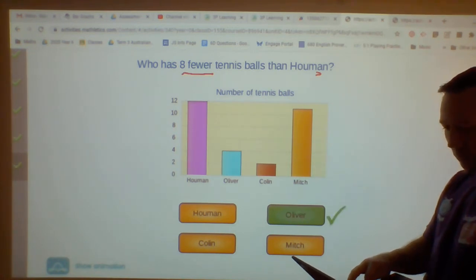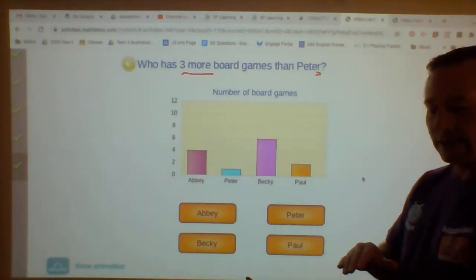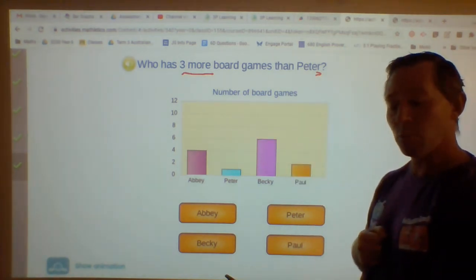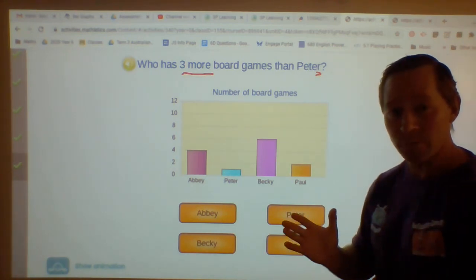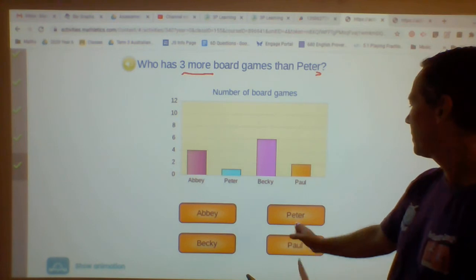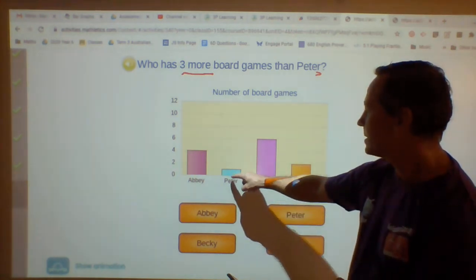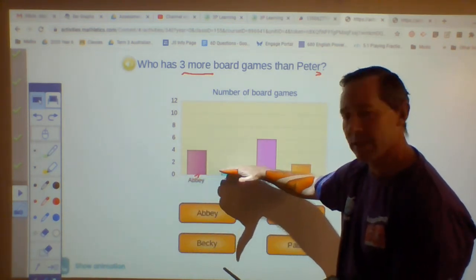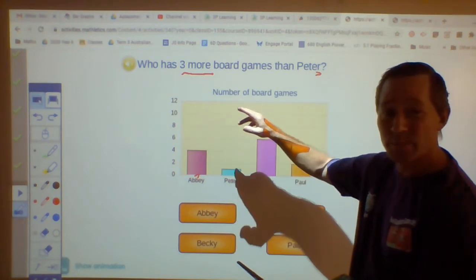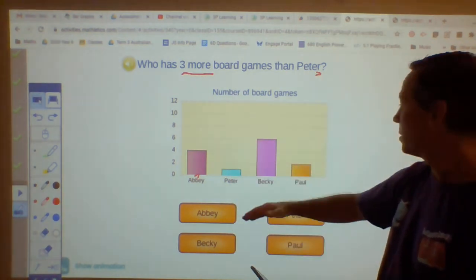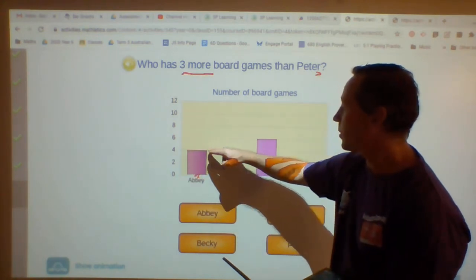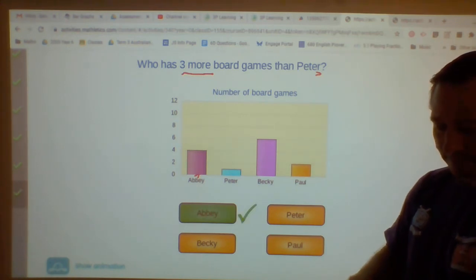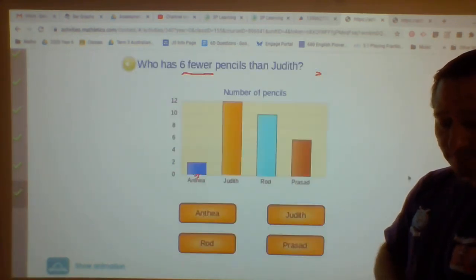Enter. Right, 1 more. Sorry, I'll repeat that because that didn't quite make sense. Who has 3 more board games than Peter? So the first person to look for is who? Peter. Okay, so I find Peter. Peter has, going up in increments of 2, it's not at 2, it's not at 0. He's in the middle, he's at 1. So who has 3 more? 1 plus 3 would be 4. I look for 4, and straight away it has to be Abby. So put in Abby. Okay, so that's what you're looking for.